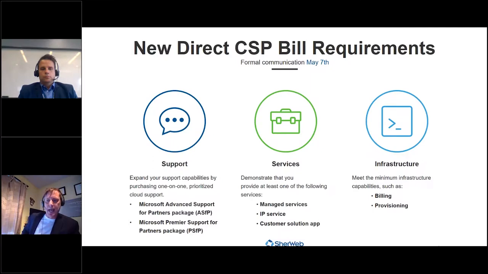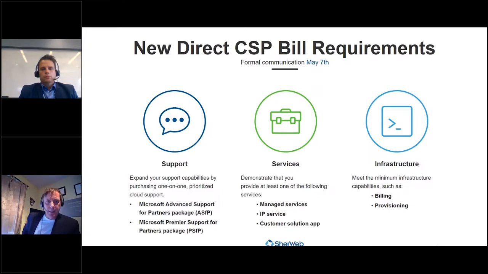We will be looking at your CSP contract anniversary date, and we will be expecting that partners have either the ASFP or the PSFP, so Advanced Support for Partner or Premier Support for Partner. The entry level is really the Advanced Support for Partner, so we're looking at a $20,000 Canadian dollar budget for this one. The PSFP really depends, it's custom based.